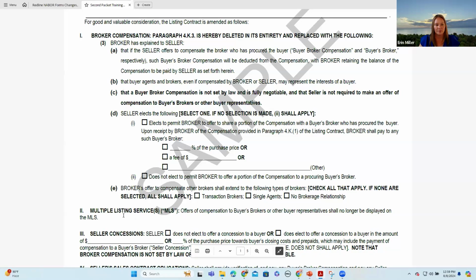Subparagraph 2, multiple listing services, MLS. It's notifying the seller that offers of compensation to buyer's brokers or other buyer representatives will no longer be displayed in the MLS. This is the disclosure for our sellers who entered into a listing agreement months ago that offers of compensation to buyer's brokers will no longer be displayed in the MLS.